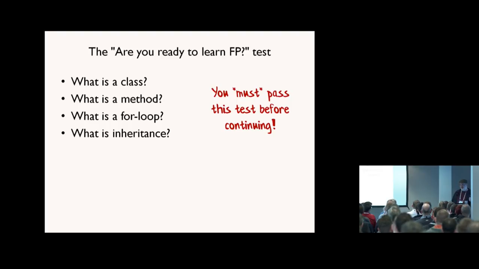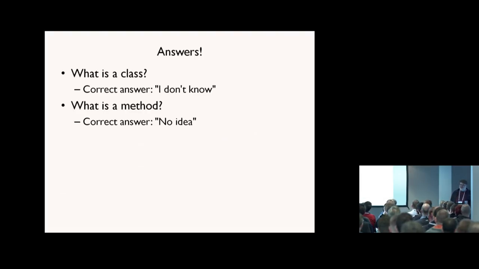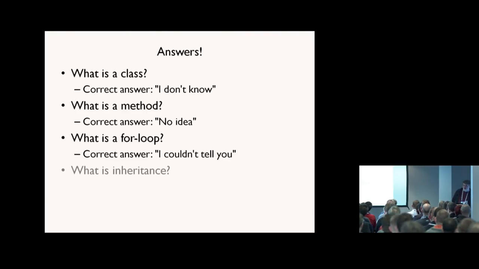Okay, ready? Here's the answers. What is a class? I don't know. That is the correct answer. What is a method? No idea. Okay. What is a for loop? Can't tell you. What is inheritance? Search me. Okay. So those are the correct answers to those questions.